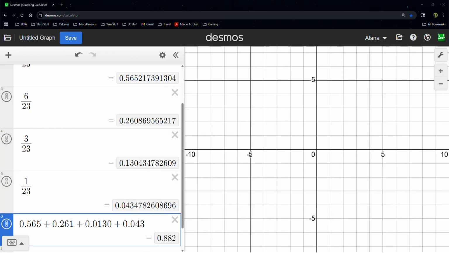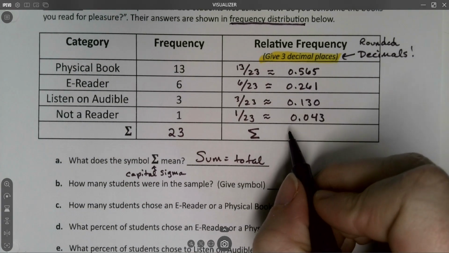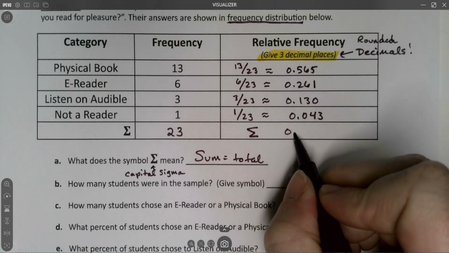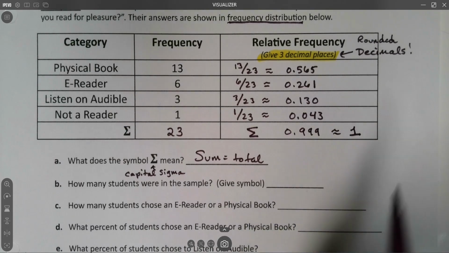Oops, and I made a mistake right there. Look, see that? There we go. 130. Now notice this didn't add up to 1. But it should, right? Because we have 100% of the values covered. So what's happening is because we've rounded each of these to 3 decimal places, we can lose a little bit of accuracy here. This is called rounding error, if you've ever heard of that in science class. So when we add these up, we get 0.999, but we all know that's really 1.